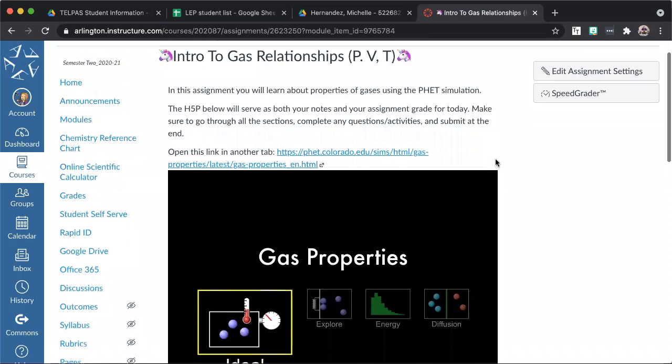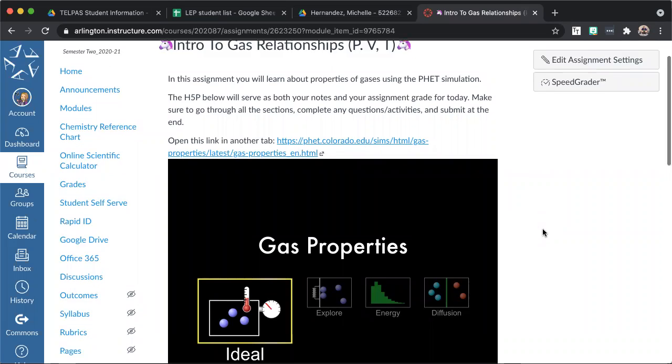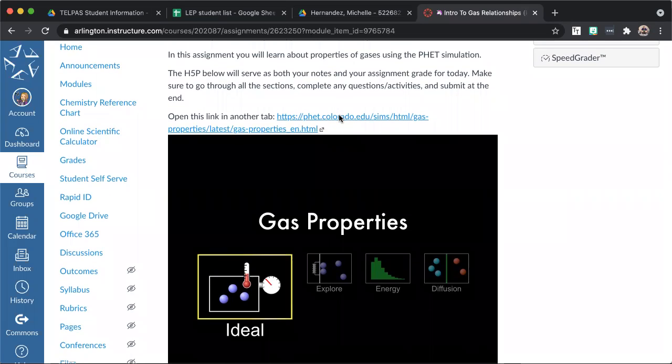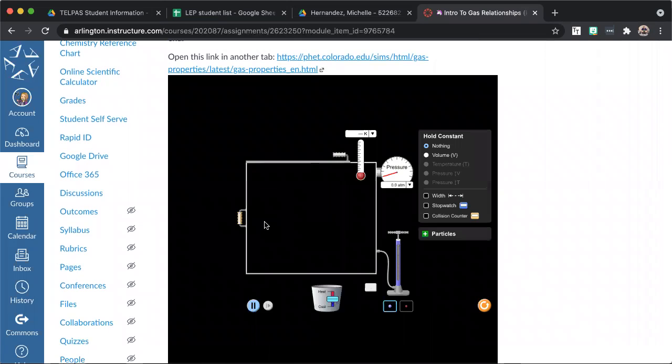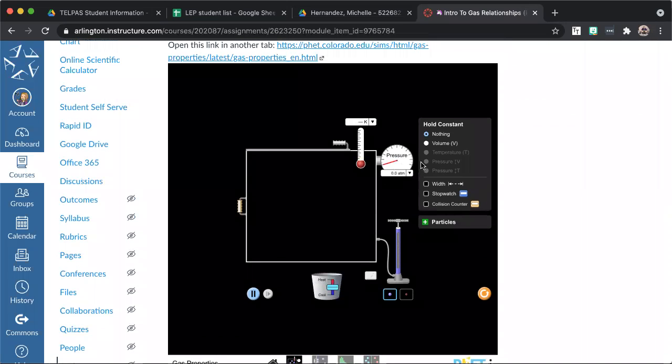So there's a link here, and then there's also embedded. So I put it on here multiple ways. You can choose which way you want to use it. You can either click on this link and it'll open in another tab if you prefer to have it open in a separate tab or a separate window, or it's embedded here in Canvas if you want to leave it here.